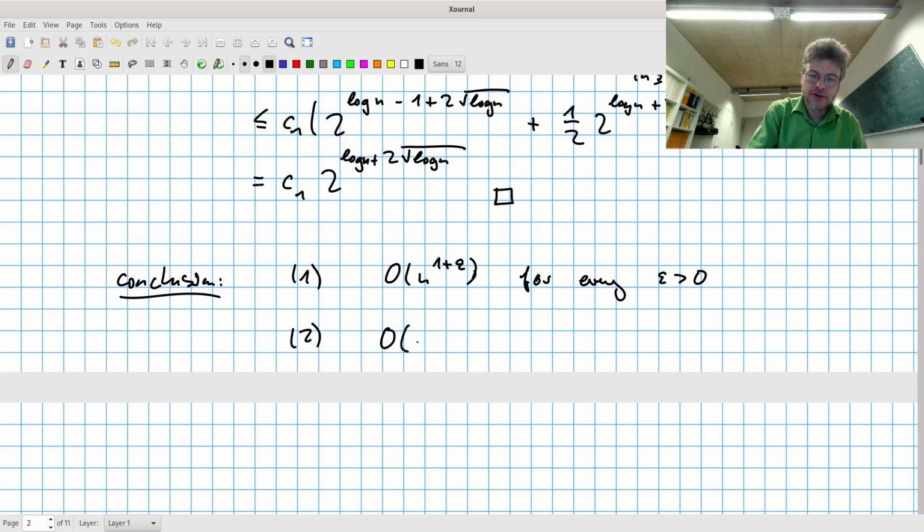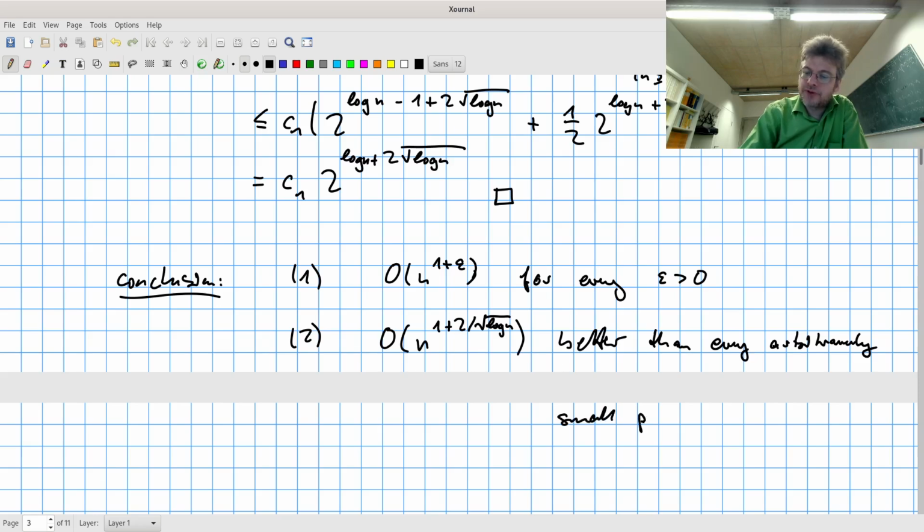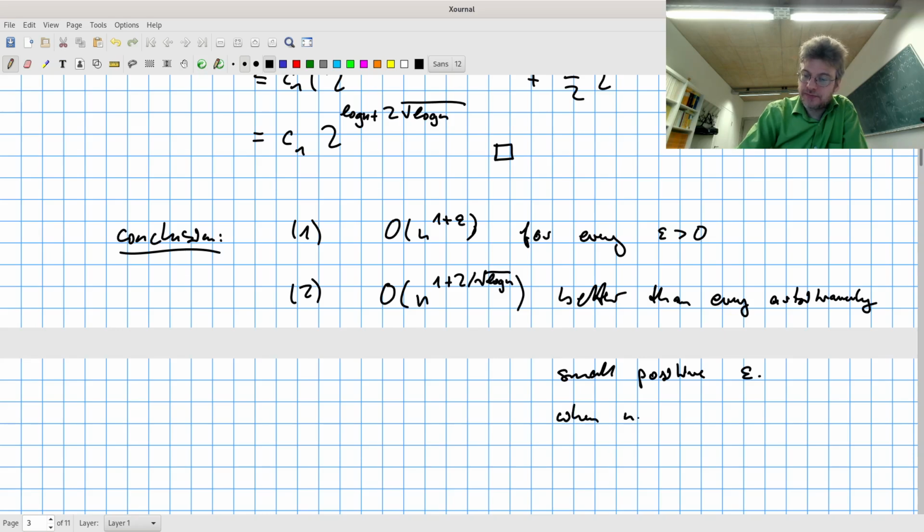So what was it? It was n to the 1 plus 2 over square root log n, and this is better than every arbitrarily small positive epsilon when n is large. And this is the point. Well, what does it mean, large?